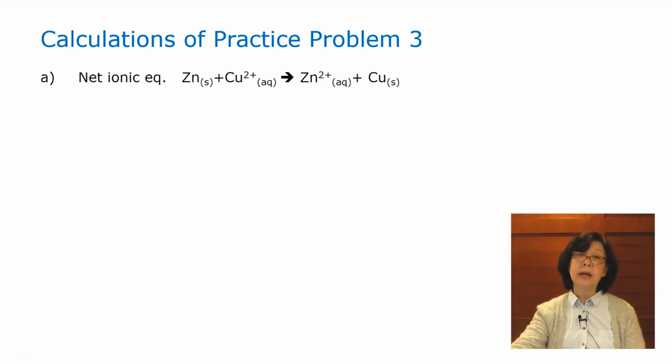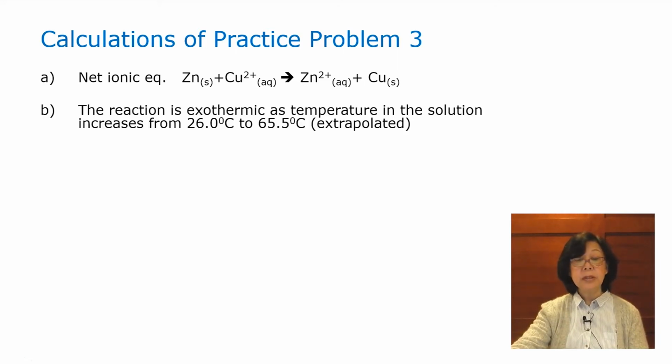So here's the net ionic equation. Zinc metal is reacting with copper 2 plus ion in aqueous solution to form zinc 2 plus ion in aqueous solution and copper metal. Now the reaction is exothermic because the temperature changed from 26.0 to 65.5 as extrapolated on the graph, which I have discussed earlier. Therefore, the delta T is 39.5 degrees C.